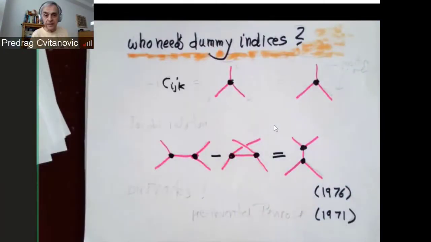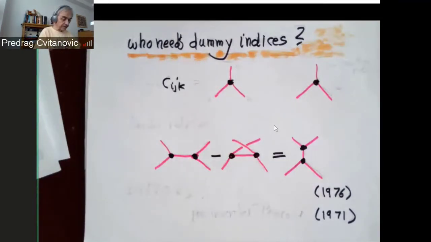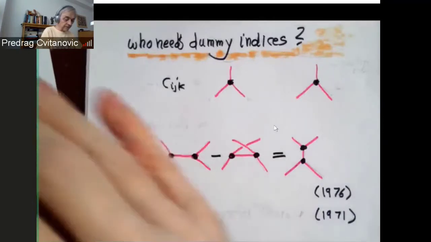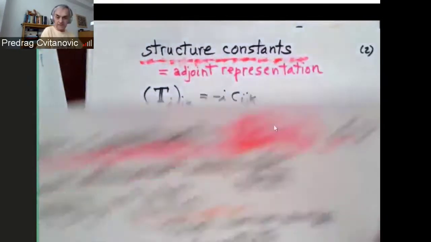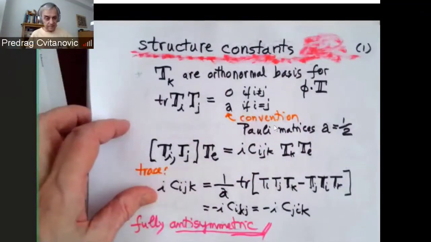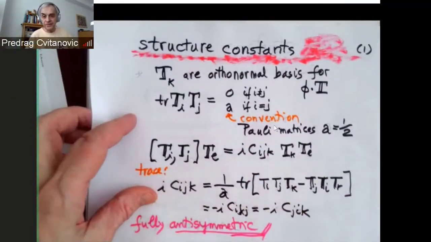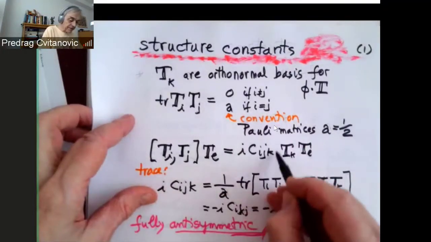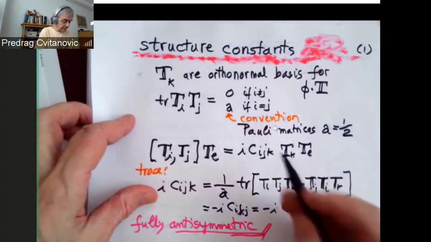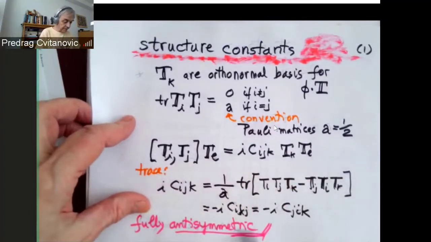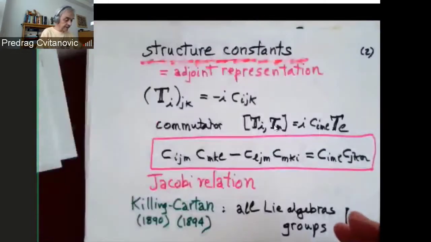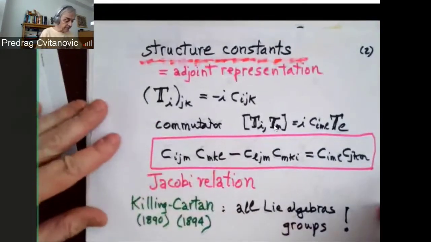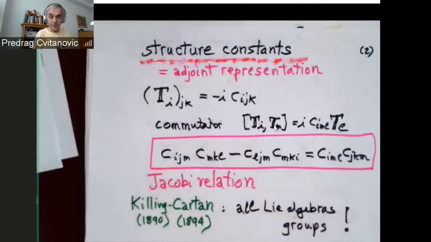Now we are classifying all possible Lie groups, and what do they have to satisfy? They have to satisfy two properties. This is structure. This is a particular matrix representation in your particular problem. You care about the standard model or something. But this is intrinsic. This is a generalization of a multiplication table. It has two properties. It's fully antisymmetric. I showed that here. And it has to satisfy the Jacobi relation, which says that if you multiply it in three possible ways, they have to be consistent.